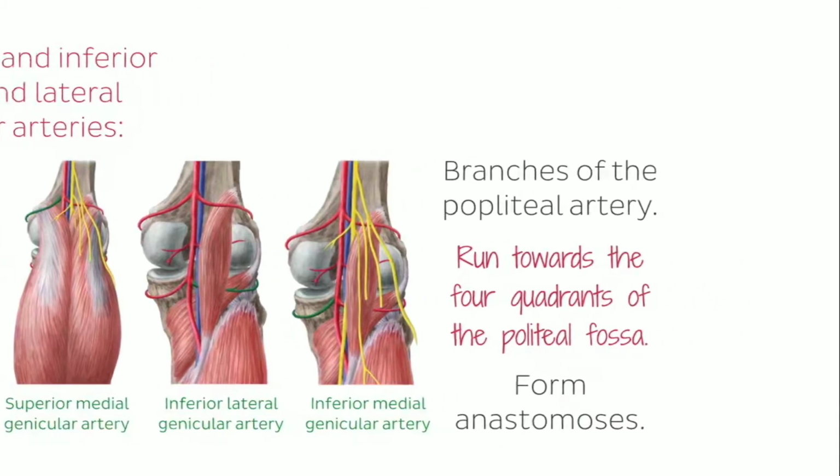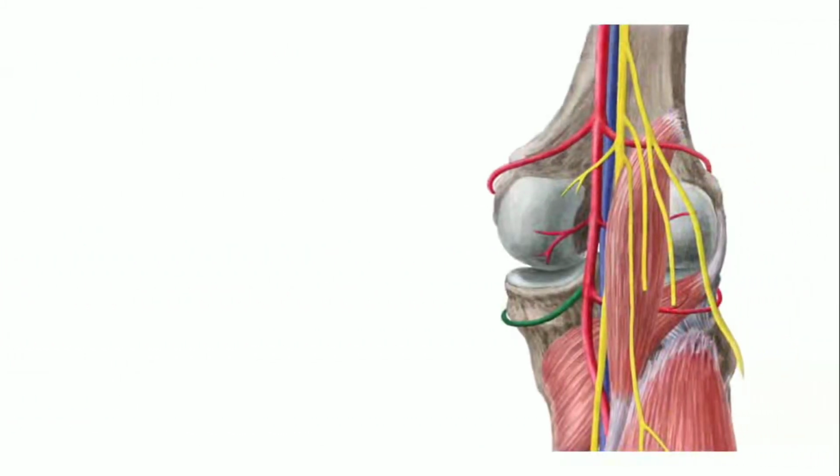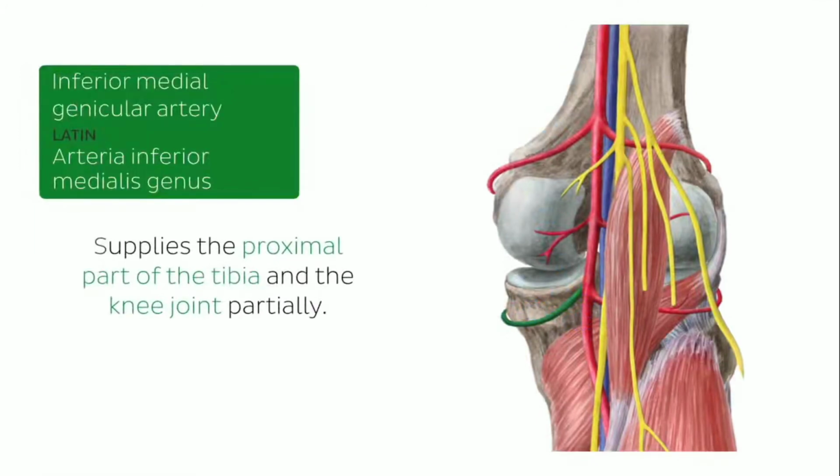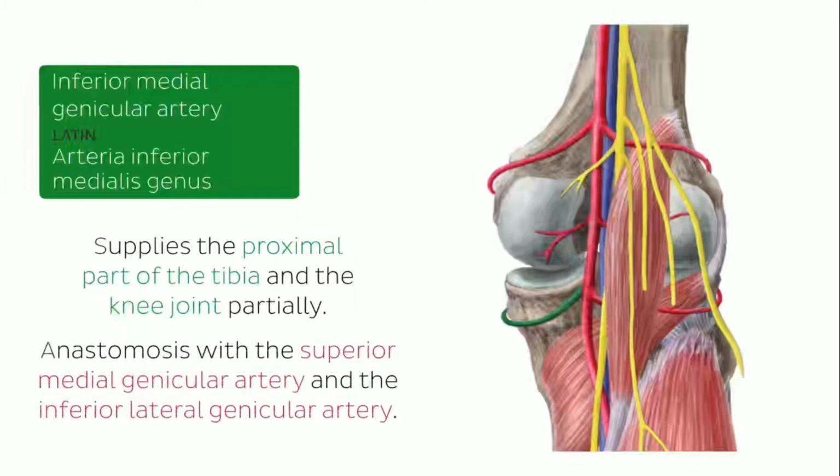We're going to now pay a little bit more focus here on this one, and if you remember from that collection of images, we're now looking at the inferior medial genicular artery. This one runs around the medial condyle of the tibia, as you can see here. This is the medial condyle of the tibia, and supplies the proximal part of the tibia and the knee joint partially. This artery forms anastomosis with the superior medial genicular artery and the inferior lateral genicular artery.